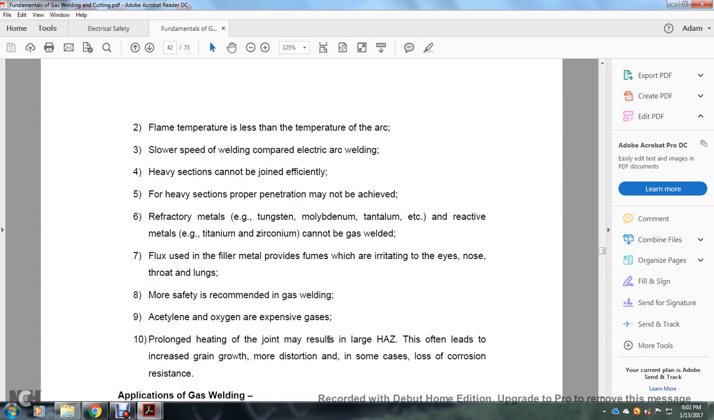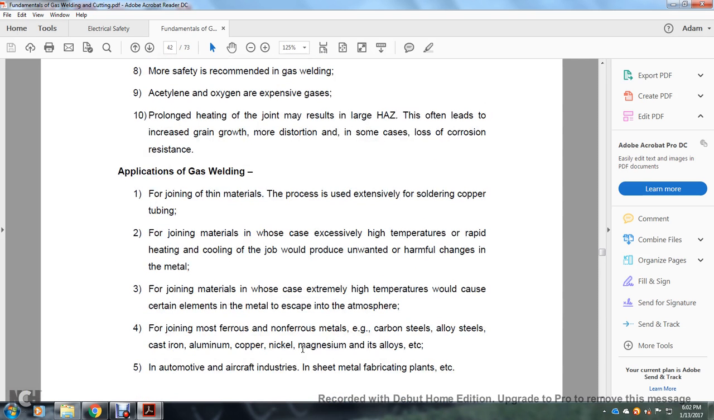Prolonged heating of the joint may result in large hazardous heat-affected zones. It often leads to increased grain growth and more distortion, and in some cases, the loss of corrosion resistance.